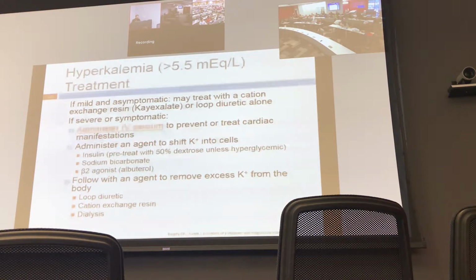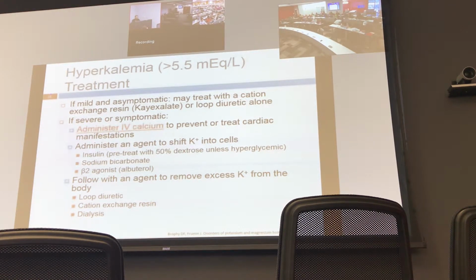So IV calcium and potassium have contradicting effects on the cardiac membrane. That's why we give IV calcium. So you'll hear people describe it as stabilizing the cardiac membrane. In cases of severe hyperkalemia, after you give calcium, you want to move potassium into cells.